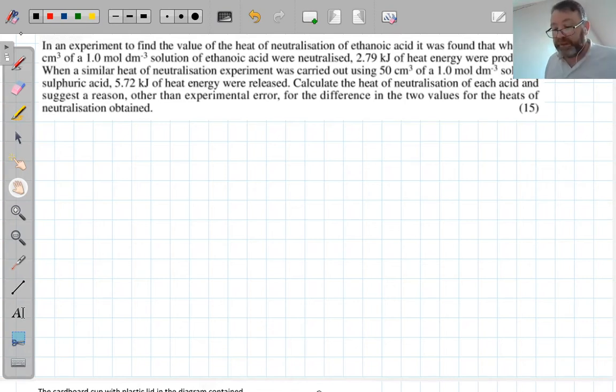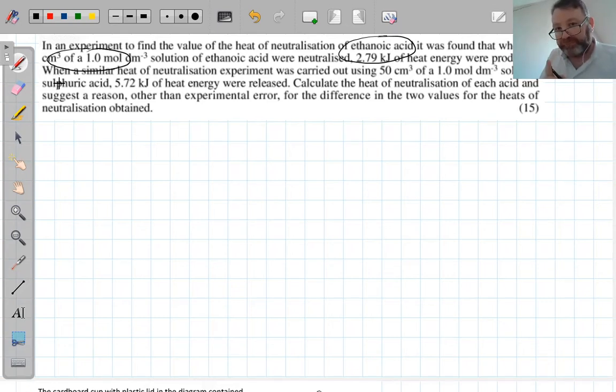So this question here: in an experiment to find the value of heat of neutralisation of ethanoic acid, just stop there. Ethanoic acid is a weak acid, okay? So straight away we've got to keep that in our heads. It was found that when 50 centimeters cubed of a 1 molar solution, now dm minus 3, that's the old-fashioned way to write a litre. We don't use that anymore. We just call it 1 mole per litre, so don't worry about that dm minus 3. So 50 centimeters cubed of a 1 molar solution.